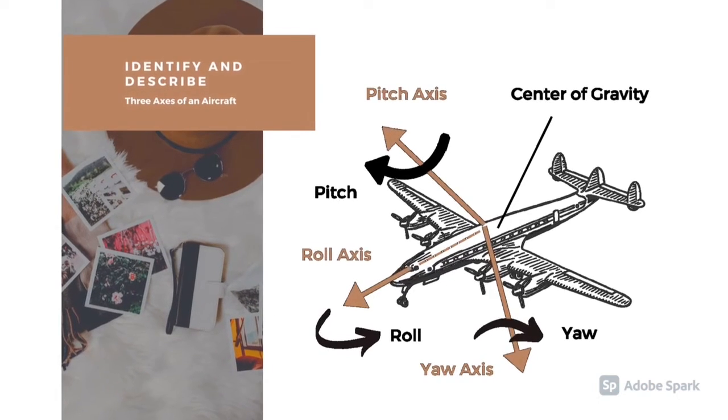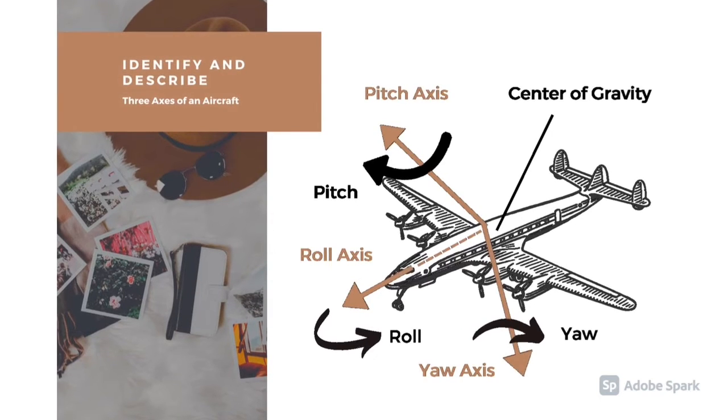The vertical axis passes through an aircraft from top to bottom. Rotation about this axis is called yaw. Yaw changes the direction the aircraft's nose is pointing, left or right. The primary control of yaw is with the rudder. Ailerons also have a secondary effect on yaw.